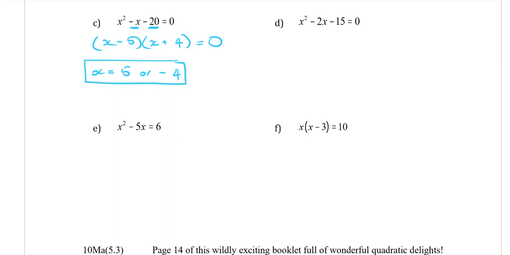Part D, x is the pronumeral. We're going, what times to give negative 15 and adds to give negative 2? It's negative 5 plus 3. Using null factor, from the first bracket we get x equals 5. From the second bracket we get x equals minus 3.